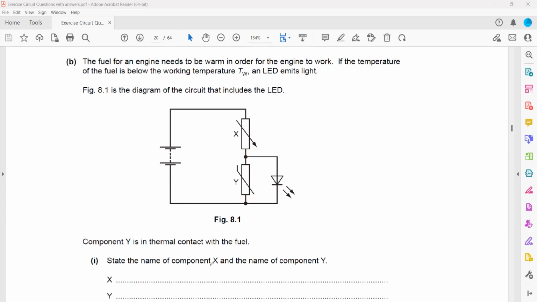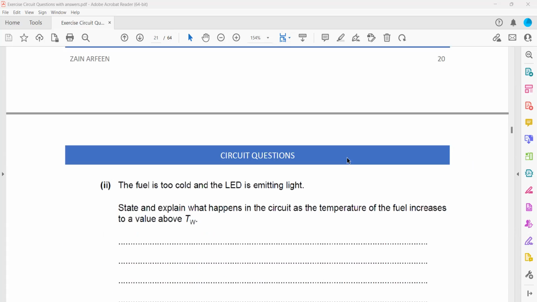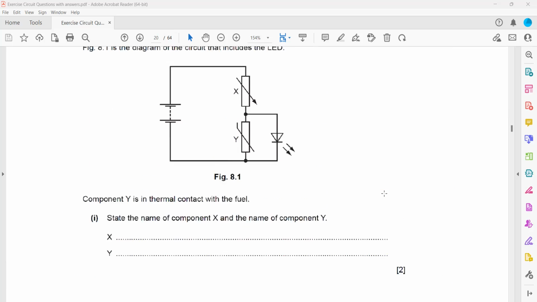The first part, we have to name the components X and Y. So what is X? X is a variable resistor. And what is Y? Y is a thermistor. The second part: the fuel for an engine needs to be warm in order for the engine to work. If the temperature of the fuel is below the working temperature, the LED emits light. The fuel is too cold and the LED emits light. State and explain what happens to the circuit as the temperature of the fuel increases.